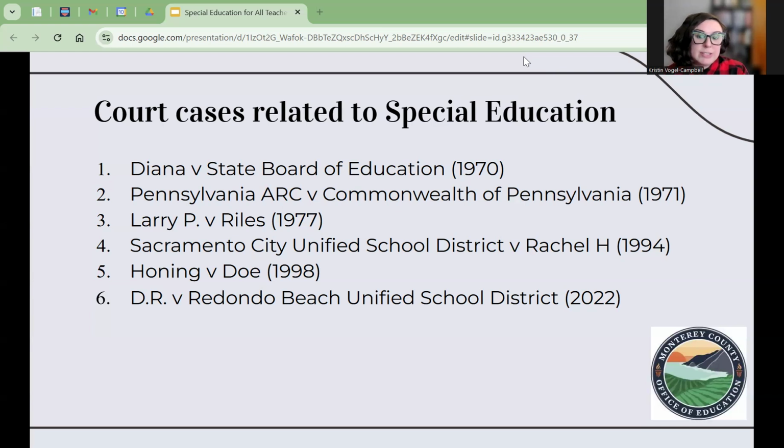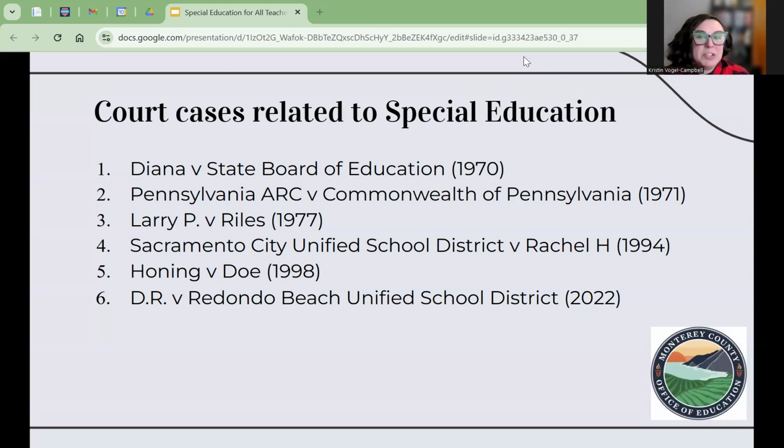Additionally, the decree established that placement in regular public school classes was preferable, emphasizing the principle of the least restrictive environment. This landmark decision affirmed that all children, regardless of disability, are entitled to a free public education, influencing subsequent legislation such as the EAHCA in 1975, which we know as the IDEA.